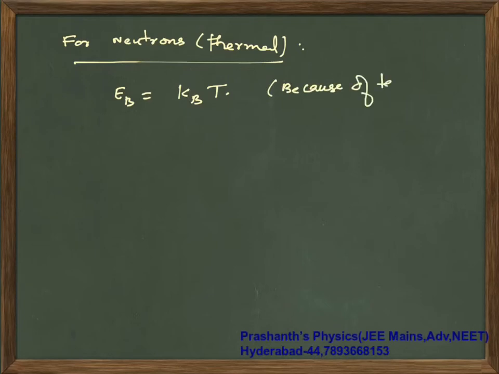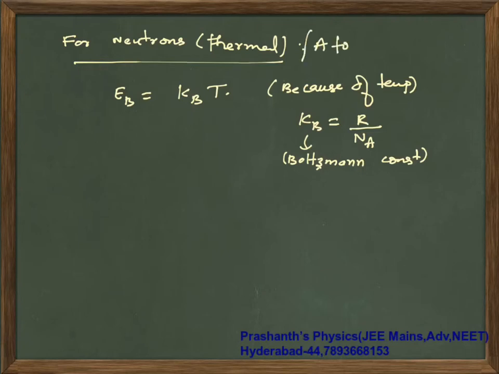Your Boltzmann constant Kb is actually the R value, 8.314, divided by Avogadro number, R by Na. Kb is the Boltzmann constant. This is in chemistry as well as in physics, thermodynamics, you will study it. So for neutral particles, thermal neutrons as well as atoms also you can apply this, and you can substitute Eb equal to Kb into T.